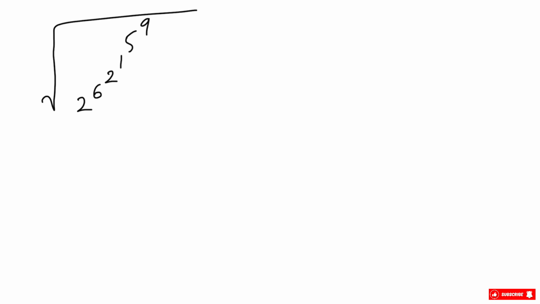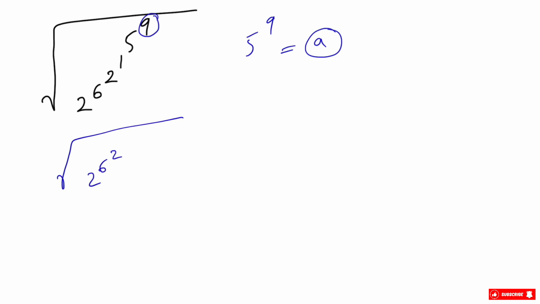So in this question, we need to find the square root of this weird number and see how we can solve it. We're going to start with the highest exponent at the top of this number, which is 9. Let's just consider 5 to the power of 9 as a. And what we have will be 2 to the power of 6 to the power of 2 to the power of 1. And since we call this a, this will be to the power of a.